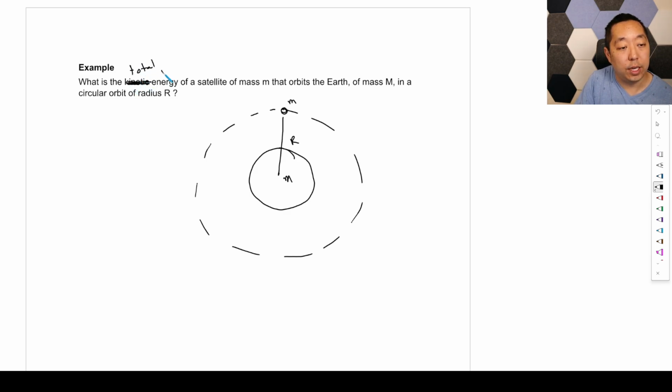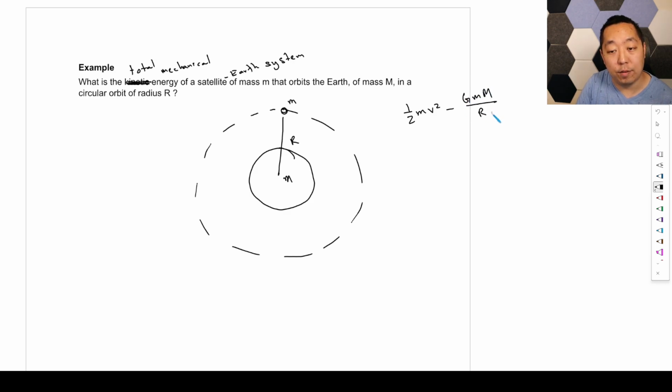Total mechanical energy of a satellite Earth system, which has a mass m. So the goal was to say, can you calculate the total kinetic and gravitational potential energy from here? Well, that means it's going to have 1/2 mv squared and then minus G m big M over r. We know the gravitational potential energy because we know all the quantities there, but we need to know what this v part here is. This would be the total energy.